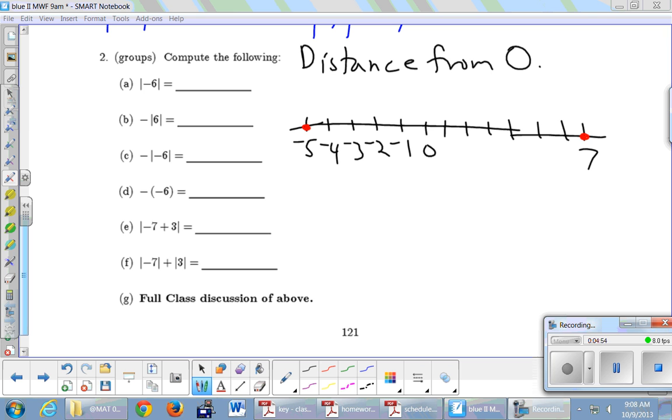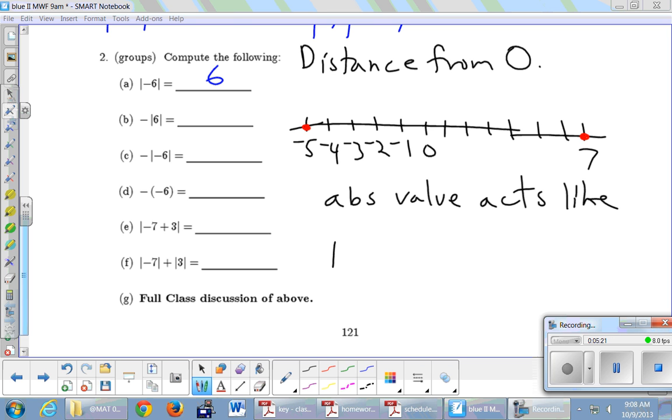Okay, so let's come back together here. First one, part A, absolute value of -6 is 6. Super. Next part, part B, negative absolute value of 6. So of course things get complicated as soon as we have extra negatives floating around, and part C is even worse. But the main idea here is that absolute value acts like parentheses in terms of our order of operations business, PEMDAS.